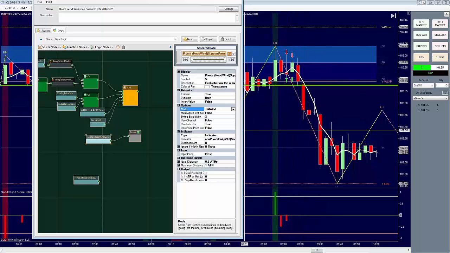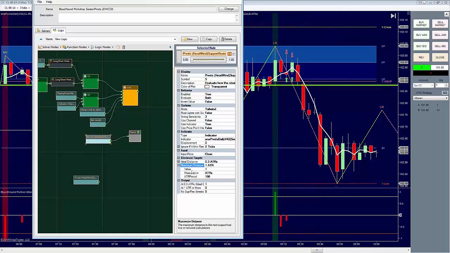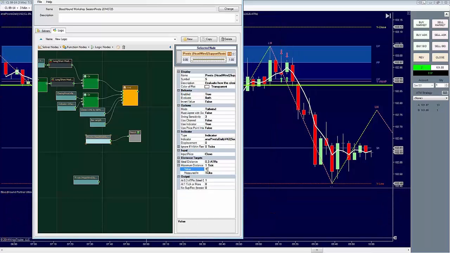So right here, let's set this now to ticks. So if we're within 10 ticks, then we want to allow the trade. So if the closing price is within 10 ticks or below the pivot point, and we want to take shorts from that area. All right, if it's within 10 ticks or above, then we want to take longs from that area.